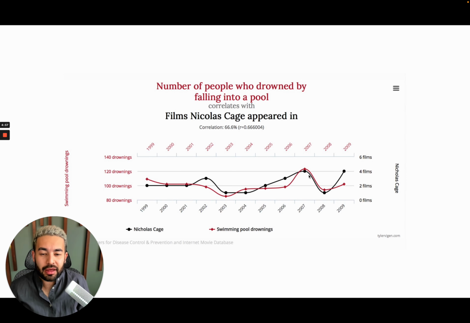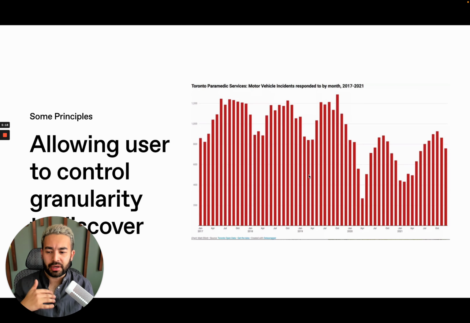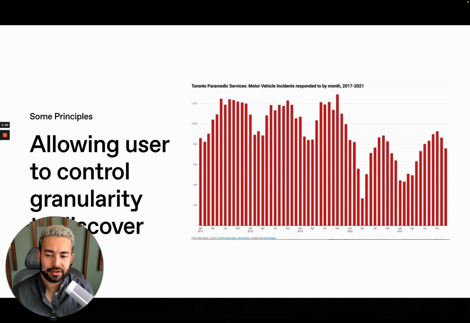And we can see that even when there is a clear visual correlation and some similar things, we can understand as humans that there is not any relationship between these two pieces of information. So it is important that we understand that and we are able to use it the best way possible, right? The other thing that is important is allowing users to control the granularity of data to discover.